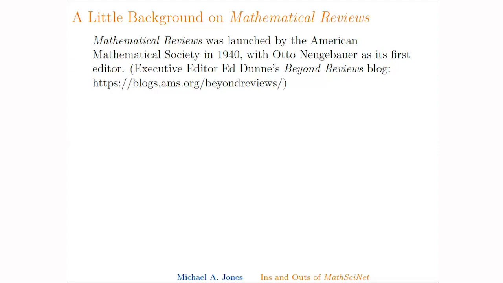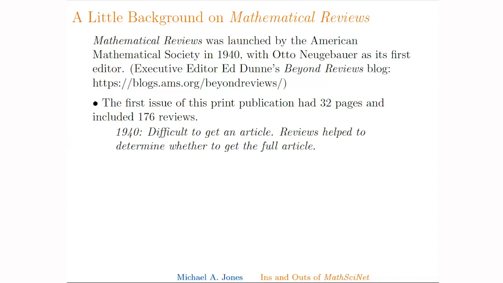And our executive editor, Ed Dunn, has a blog called Beyond Reviews, where he talks about, at times, new features of MathSciNet. But in this particular case, he ended up talking about the history of MathSciNet and Mathematical Reviews. So, of course, in 1940, it wasn't a website. It was a print publication, and the first publication had 32 pages, and it included 176 reviews. And in 1940, it was difficult to get an article. So reviews helped to determine whether or not a researcher should go to the effort of getting a full article.